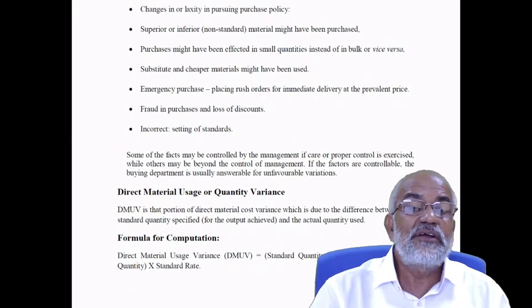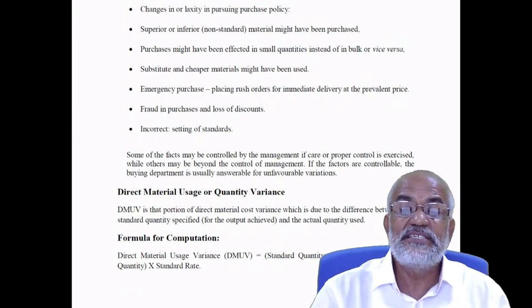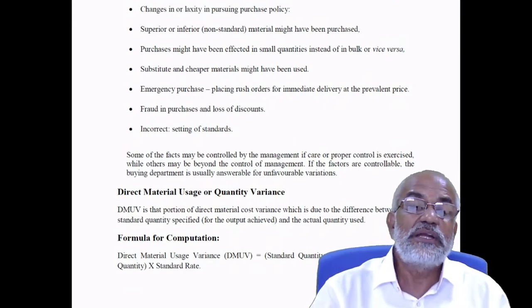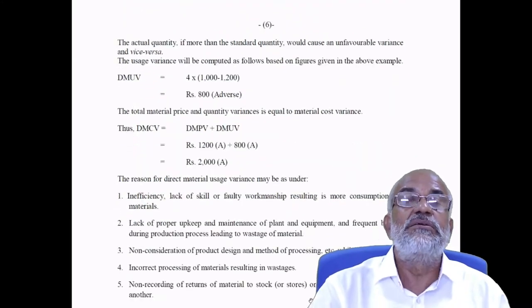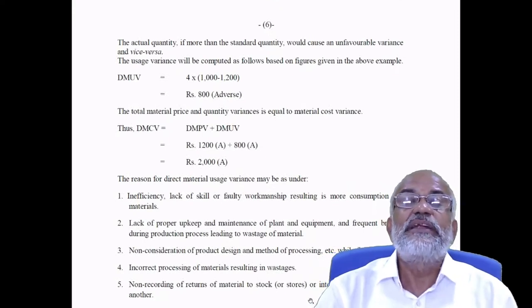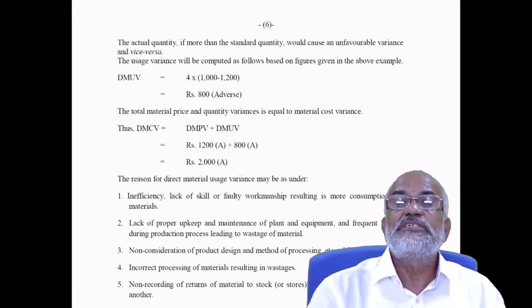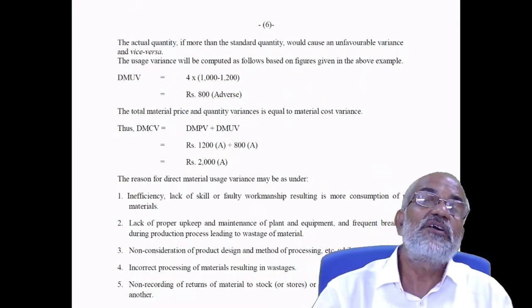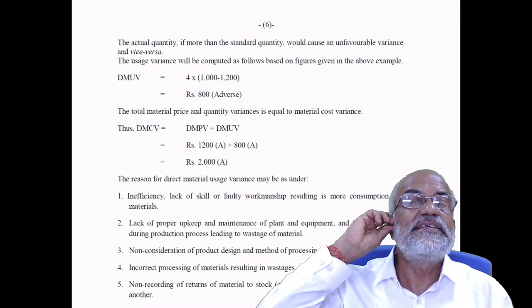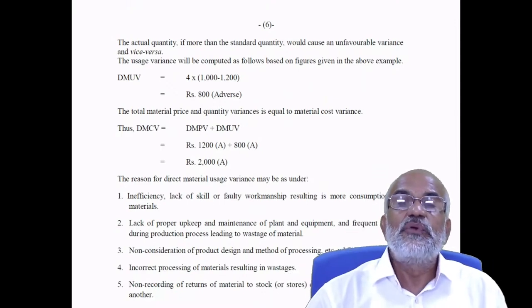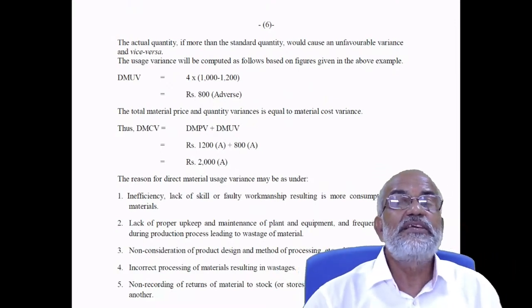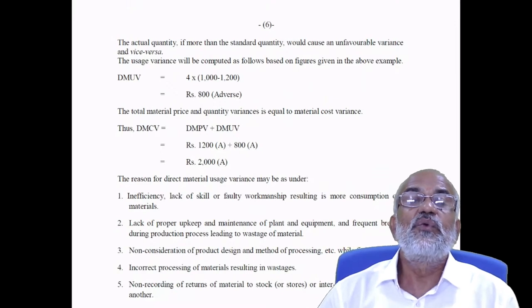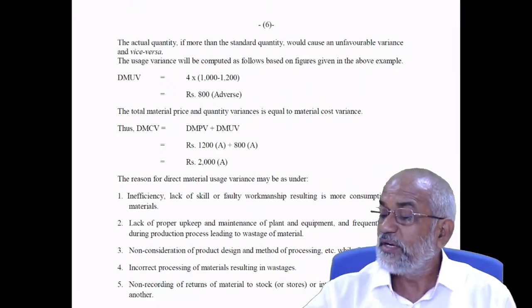The formula for computation of the direct material usage variance is equal to standard quantity for actual output minus the actual quantity, into the standard rate. If the actual quantity is more than the standard quantity, it would result in unfavorable variance, or vice versa. The usage variance will be computed as follows based on the figures given in the above example. Direct material usage variance is equal to 4 into 1000 minus 1200.